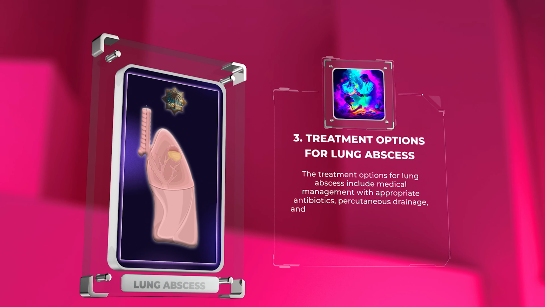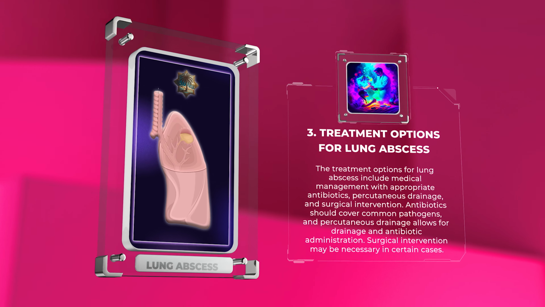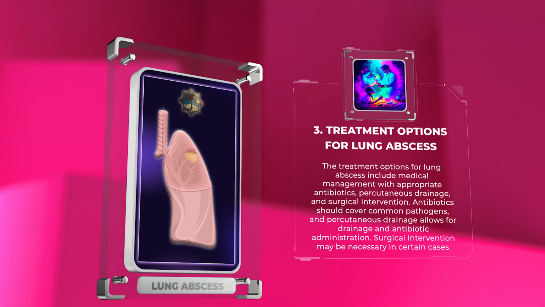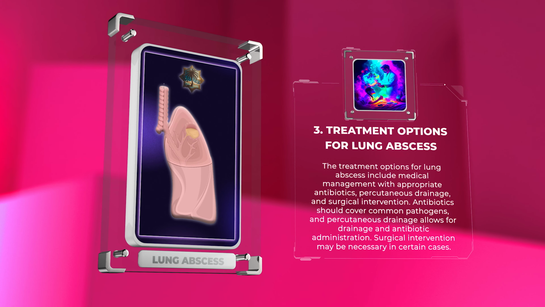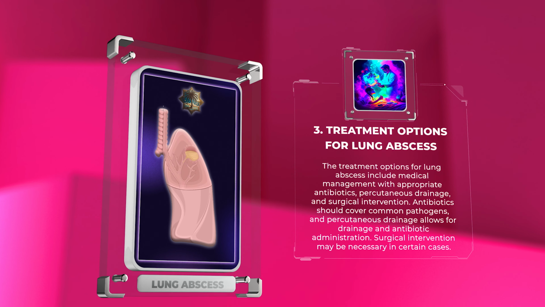The treatment options for lung abscess include medical management with appropriate antibiotics, percutaneous drainage, and surgical intervention. Antibiotics should cover common pathogens, and percutaneous drainage allows for drainage and antibiotic administration. Surgical intervention may be necessary in certain cases.